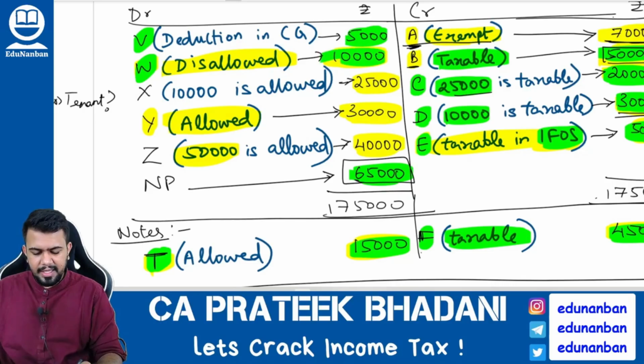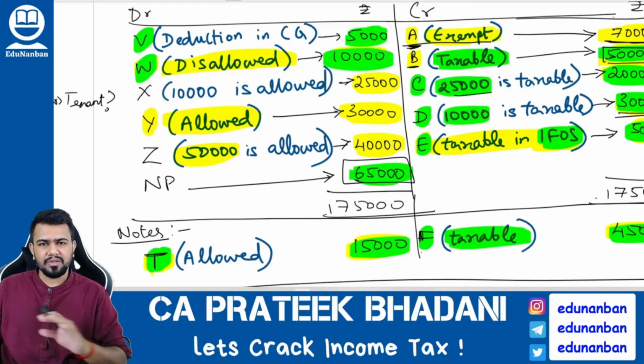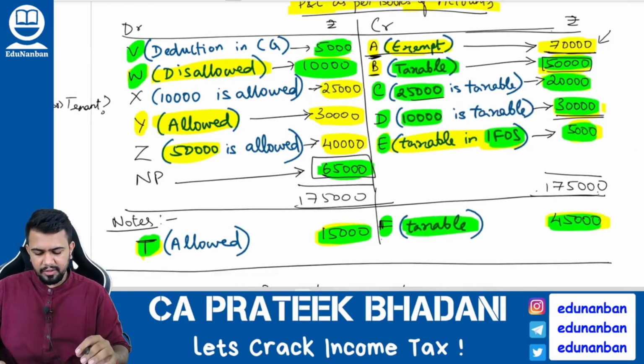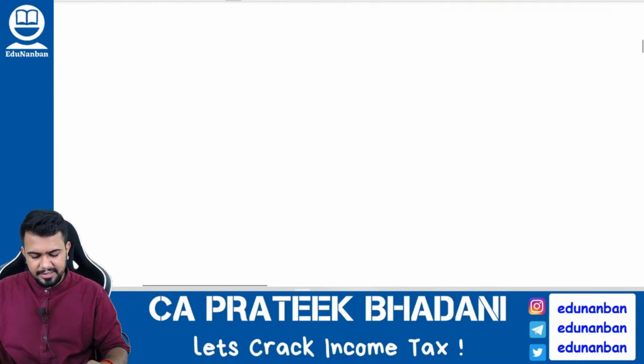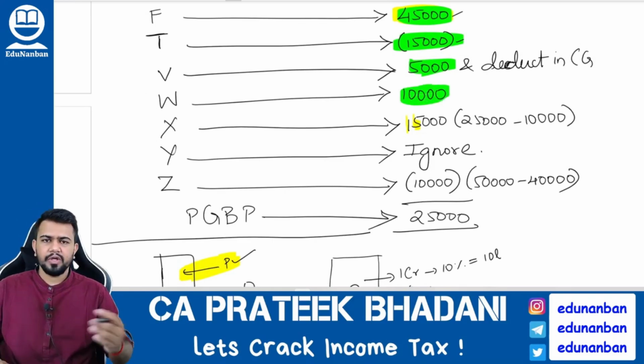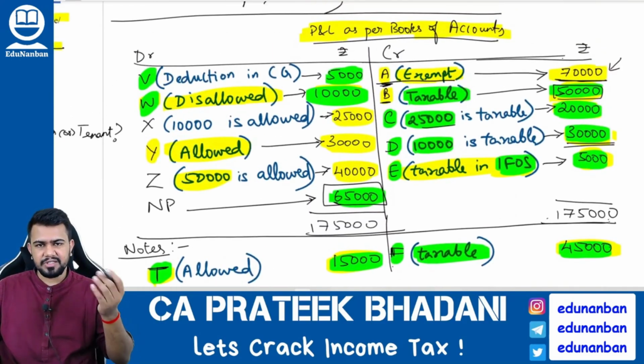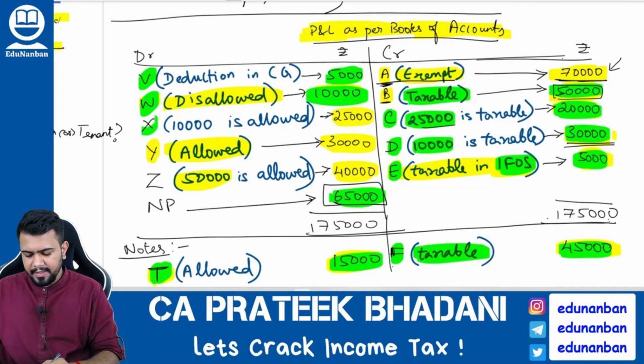Transaction W is an item of 10,000 in the P&L account. However, in income tax, it is not allowed as deduction. Since it is not allowed as deduction, now what do you have to do? You add it back. You have to reverse the transaction. Hence, you add it back.